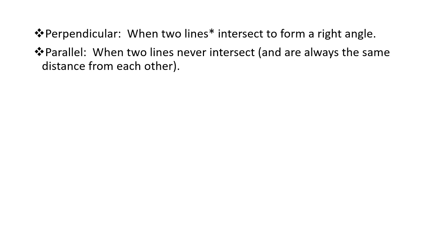Now, we also have perpendicular, and the book says this is when two lines intersect to form a right angle. And I put an asterisk there because really this could be two lines or line segments or a line and a ray or two rays. It could be any line or part of a line. And so that's why this is in here, or part of a line. And that's going to form a right angle.